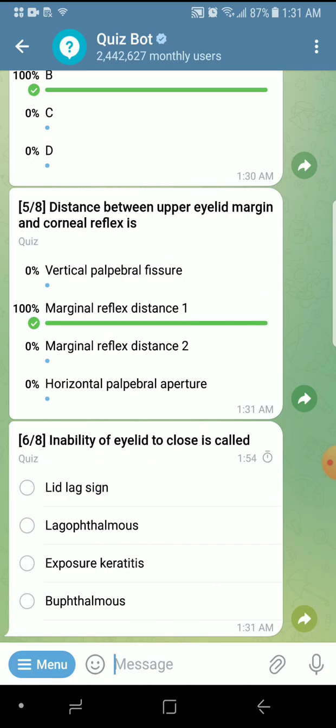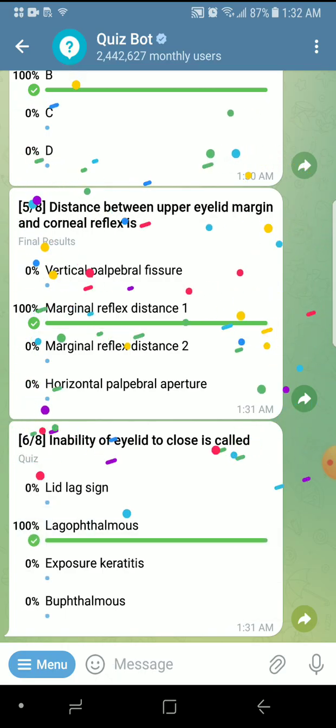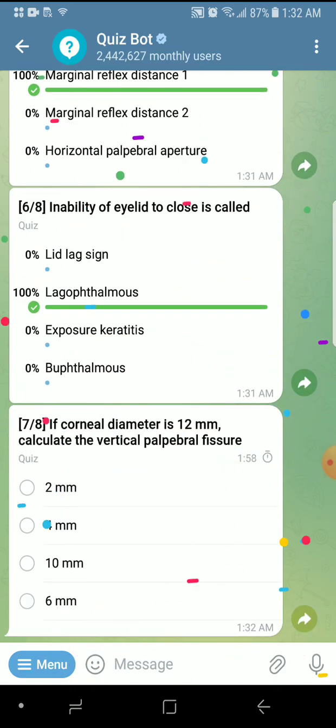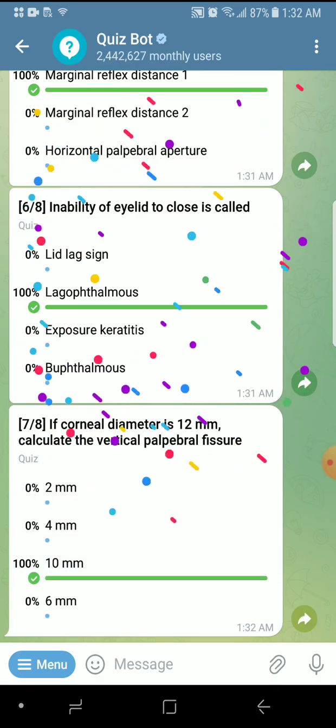I know many people must have answered lid lag sign. The lid lag sign is when the eyelid lags behind the eyeball in down gaze, that is lid lag sign, can be seen in thyroid eye disease, can be seen in congenital ptosis. Now corneal diameter is 12. The vertical palpebral fissure means the distance between the upper and the lower eyelid. Now we should know 1/6 of the cornea is covered by the upper eyelid, so 2 mm is already covered, left is 10 mm. Here MRD1 value will be 4, MRD2 will be 6.